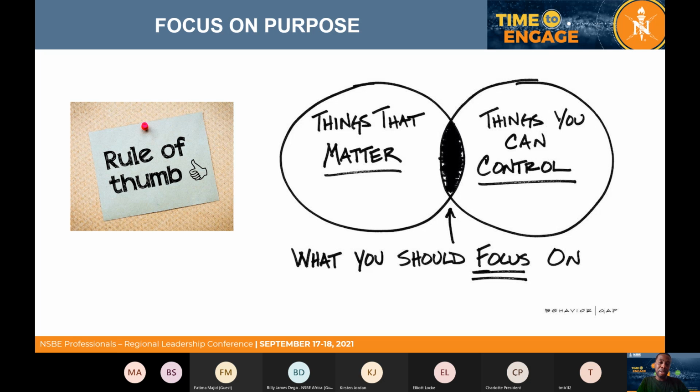And if it's something you can control, but it doesn't matter, then it should be a low priority, or you should drop it altogether. Focus on the things that you can control that matter.